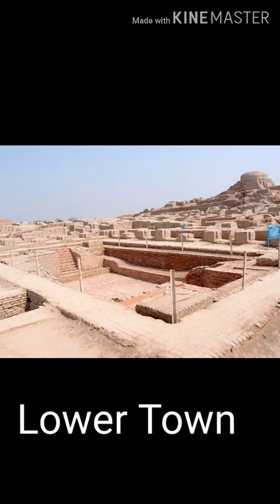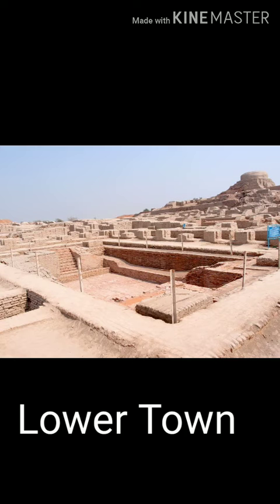You can write a question: write a few features about the citadel. In that case, you can write all these 4 points. Coming to the lower town, the lower town was at a lower height than the citadel, but much bigger in area. So, the citadel, the first point it says, is on a raised ground.